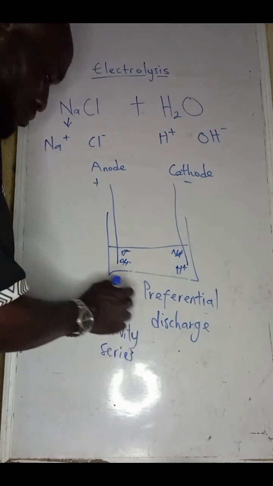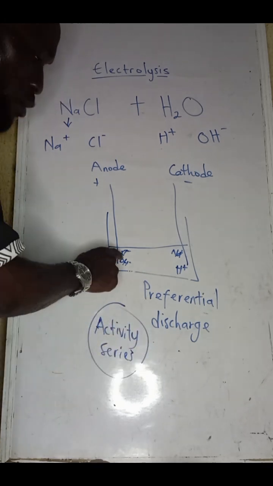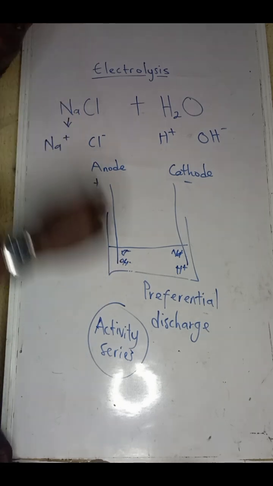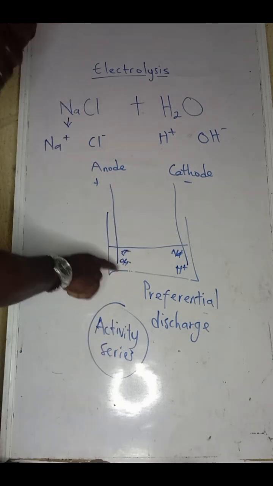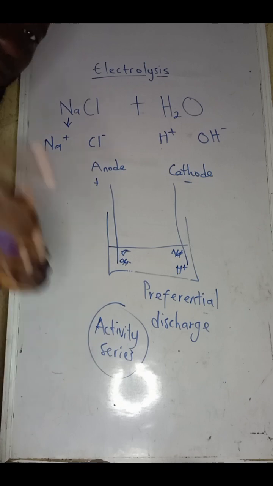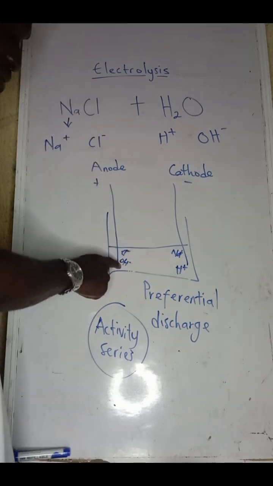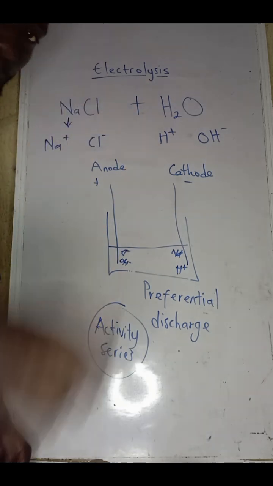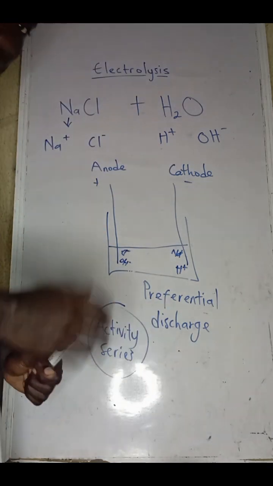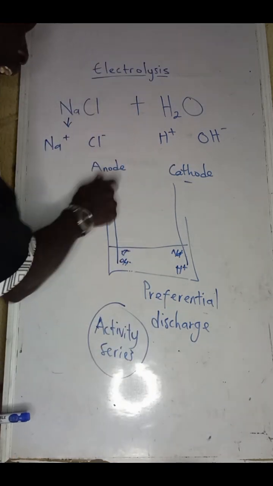Now, you see these two things, Cl- and OH-. They are the two negative ions that we have here that are called the anion. Now, one is more reactive than the other. According to the activity series, it is the chloride ion that is more reactive than the hydroxide ion. Please go back to my previous video and check the list of their reactivity. So this one will be discharged at the anode.